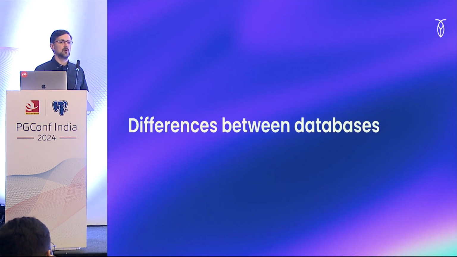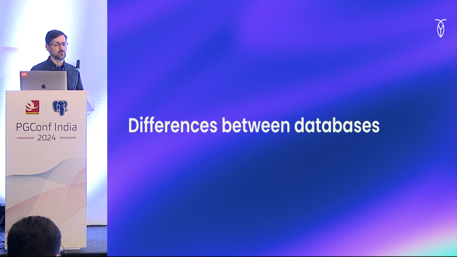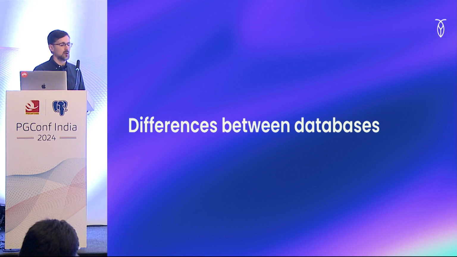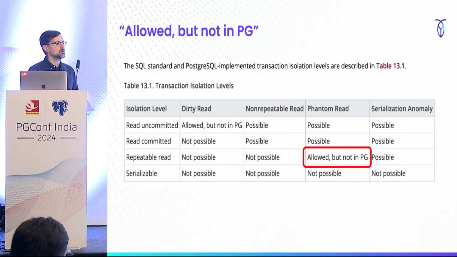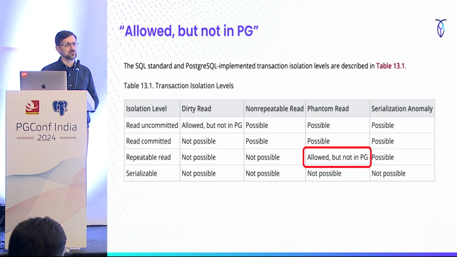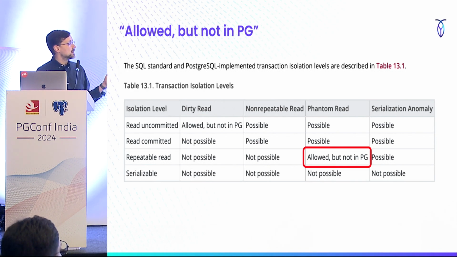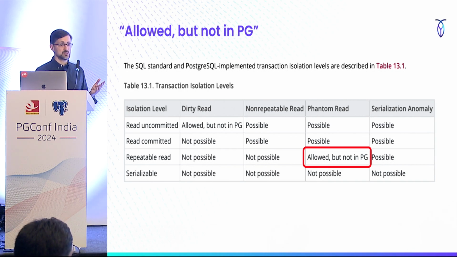So where do these differences come from? Why do some databases behave differently with some isolation levels than others? Well, I want to call your attention to something that I didn't dwell on in an earlier slide. In the anomaly table in the Postgres documentation, we see that in repeatable read, the phantom read anomaly is allowed according to the SQL standard, but it's not allowed in Postgres' implementation of repeatable read.